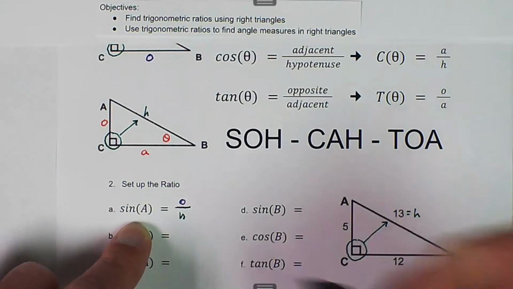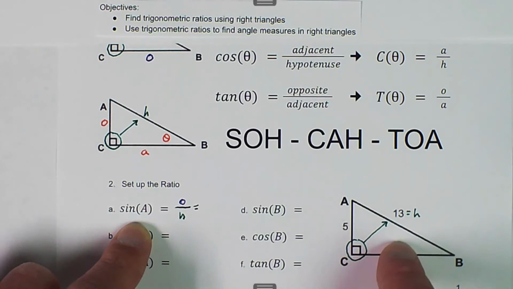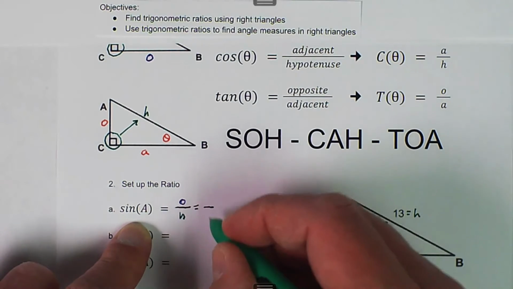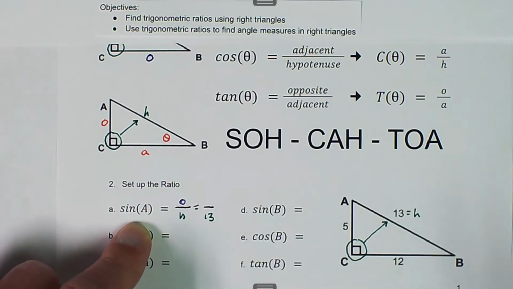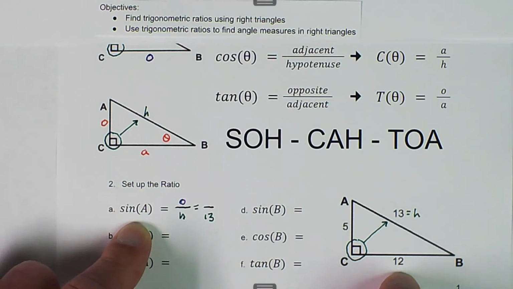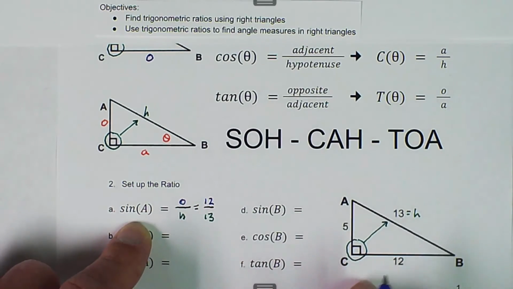Okay, so we can write our fraction down, and these are ratios. So we're looking at the triangle over here. The hypotenuse of this triangle is 13. Now, the opposite is going to change based on the angle. We're talking about the angle A. Which side is opposite from angle A? That is going to be 12, because 5 is adjacent. So 12 over 13 is the trig ratio.